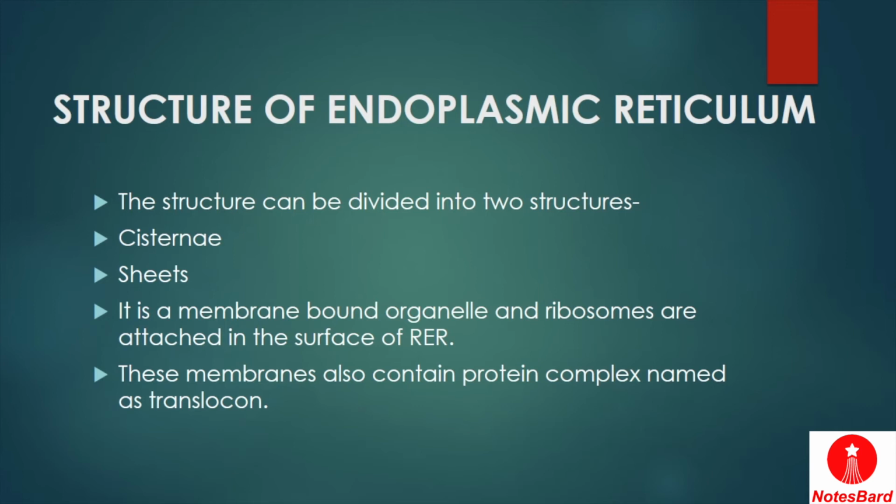Now the membranes of the rough endoplasmic reticulum also have some important protein complexes which are named translocons, and these translocons are very important and necessary for protein translation in the rough endoplasmic reticulum.